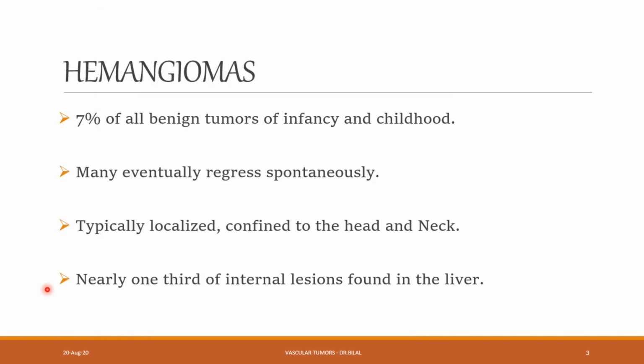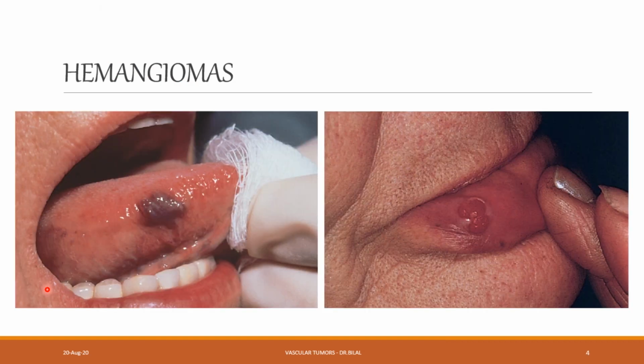Now hemangiomas, most of them are seen in infancy and childhood, and a lot of them eventually regress spontaneously, and a lot of them are confined to the head and neck region. Some may be found in the liver, but remember, this is a tumor that is many times asked in the exams, even in pediatrics hospitals. So you should remember this tumor, hemangioma, that it's common in infancy and childhood. This is how it may look.